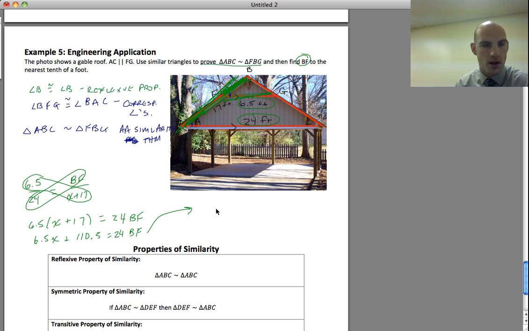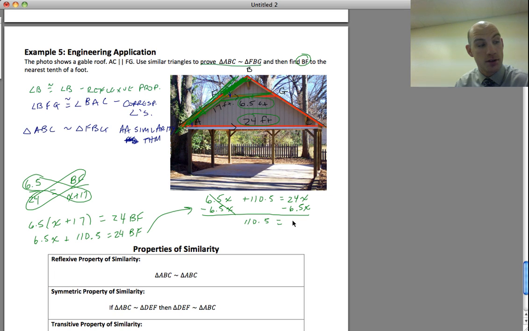Let's take it up here. If I subtract 6.5x from both sides, I know that BF is actually equal to x, right? And so I've got 6.5x plus 110.5 is equal to 24x. I'll subtract 6.5x from both sides. Alright, I'm combining like terms.